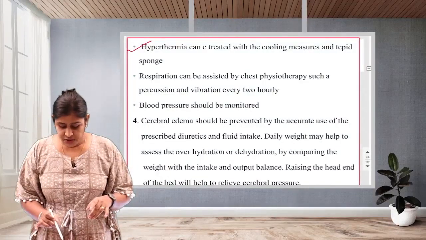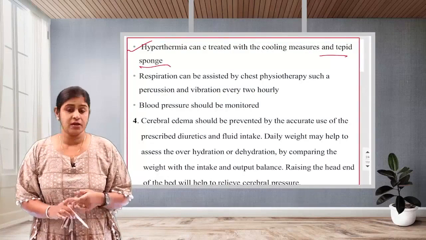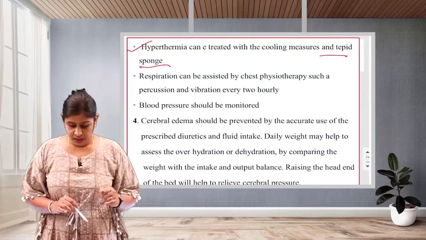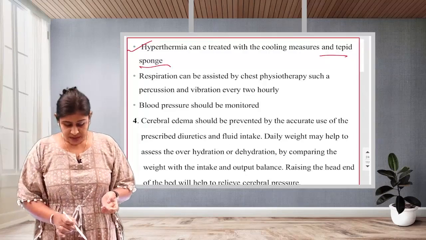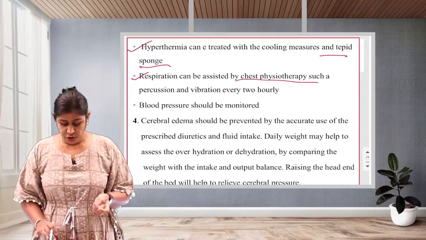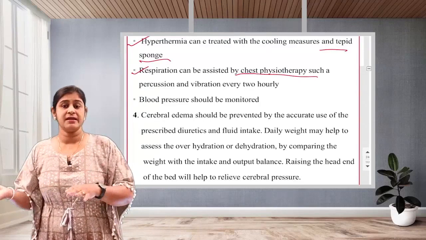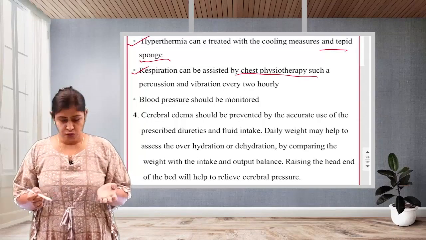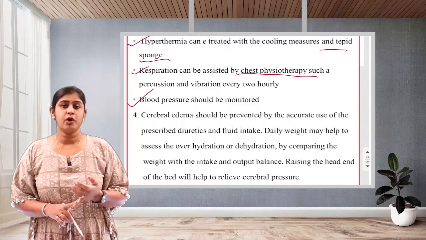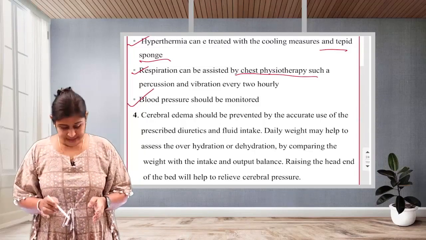Hyperthermia can be treated with cooling measures or tepid sponging. Respiration can be assisted by chest physiotherapy, such as percussion and vibration every 2 hours. Blood pressure should be monitored continuously.